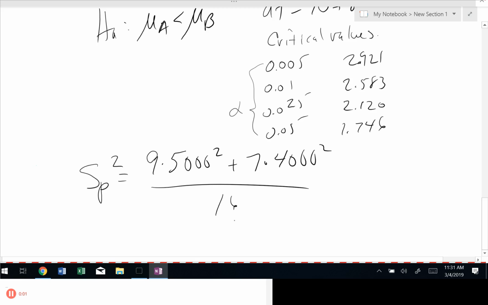Remember, again, the pooled variance is a weighted average of the variances, right? We have 10 items from A that we sampled, 8 items from B that we sampled. We lose a degree of freedom for each of them when we're talking about sample variances, so that was why we used the 9 and the 7. But those are the weights that we'll use for those variances, and then divide by the number of degrees of freedom, whatever that happens to be.